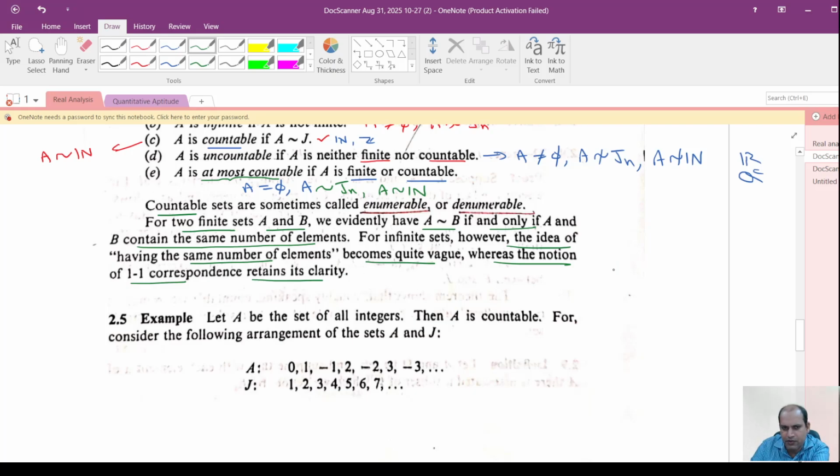Now, a finite set can never be equivalent to any of its proper subsets. For example, let me take the set 1, 2, 4, and let me take its subset, say 1 and 2. For making a function, first every element of the domain has to be mapped. Let me map this one. So this is 1:1, but not onto, because 4 has no preimage.